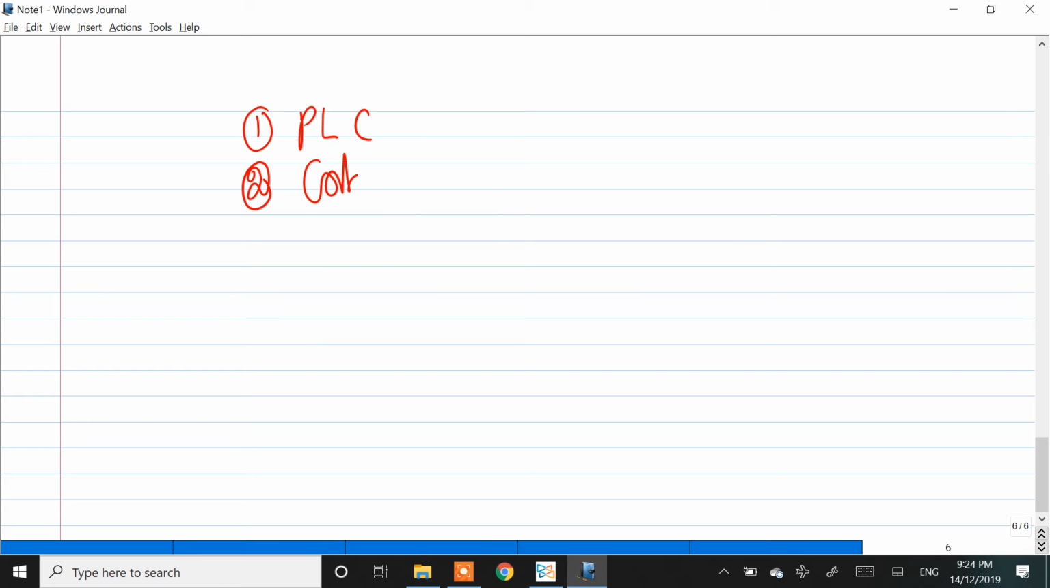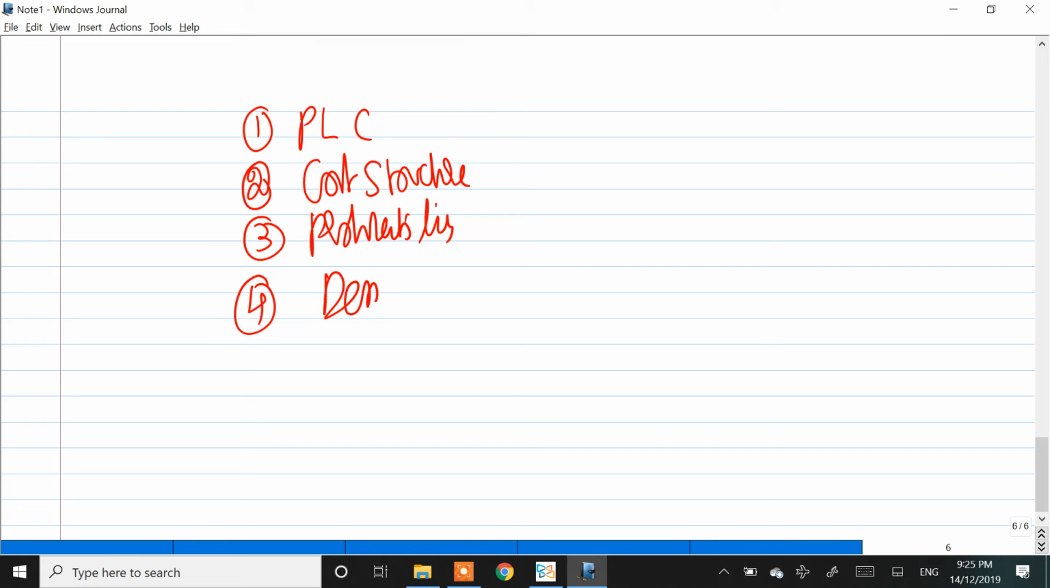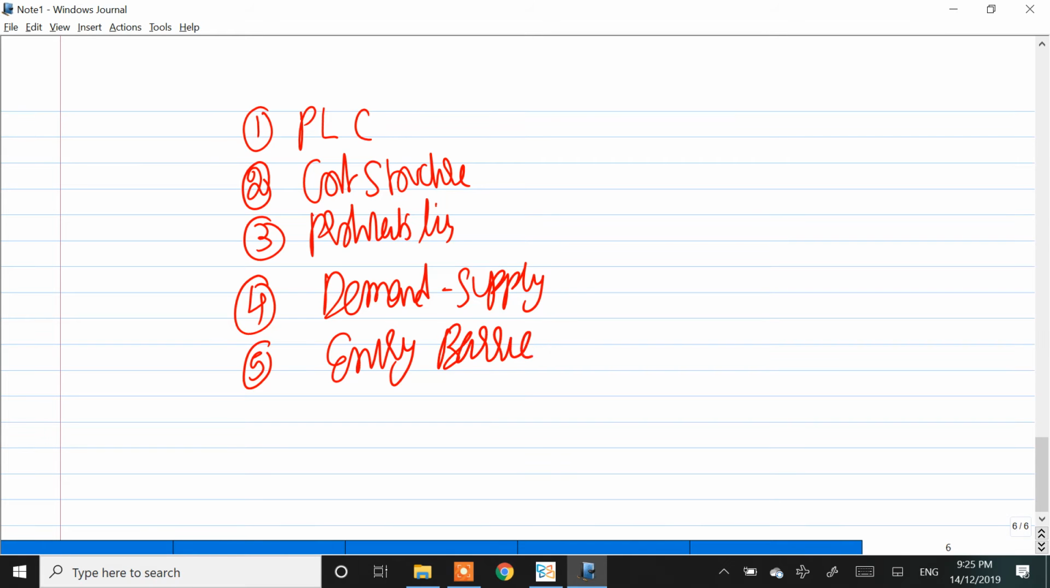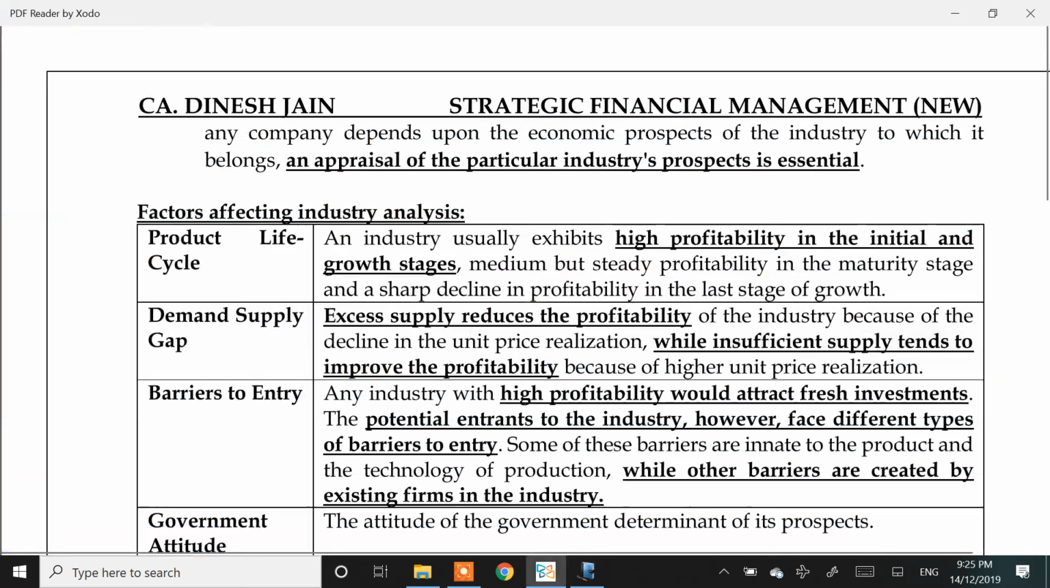cost structure, profitability, demand supply scenario, entry barriers. These are a few aspects which I'll end up seeing to evaluate how the industry is going to perform.